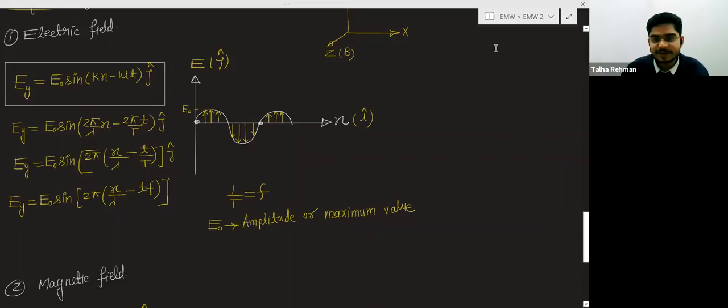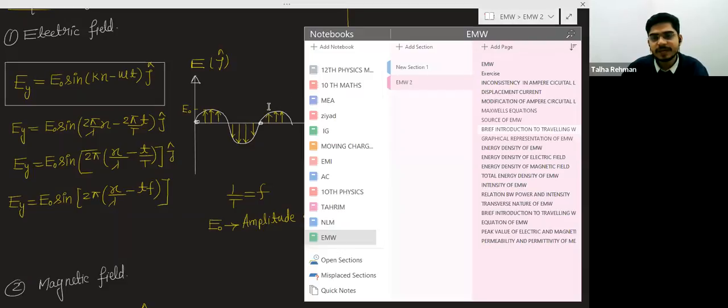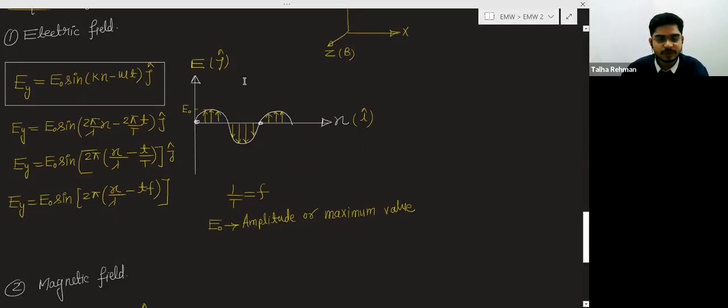Now there is a relation between the peak value of the electric field and the peak value of the magnetic field. But before that we will solve one question.